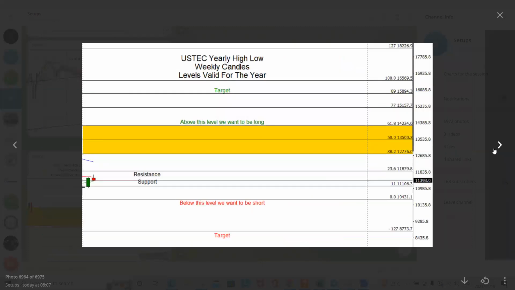On the US Tech yearly high-low, currently between levels of 11 and 23.6 support resistance. We look at the moving averages, 50 is above 21, above 8. That's indicating trend is down. So for now, I'm just looking for a push below the 0 level to aim for the minus 127.